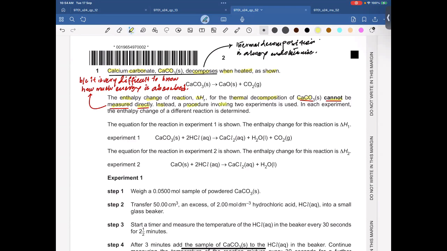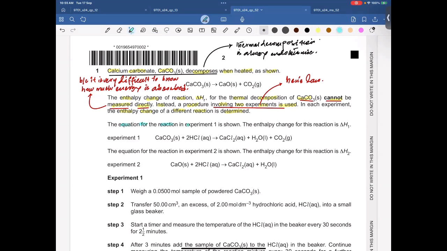Instead, a procedure involving two experiments is used. And if you are involving two experiments, obviously you are going to solve this problem via Hess's law. So in order to measure the enthalpy change for this decomposition, I will use Hess's law. The enthalpy change of a different reaction is determined. And that's what I've told you, that we need to discuss Hess's law in order to find the delta HR, or enthalpy change of reaction, for this decomposition.